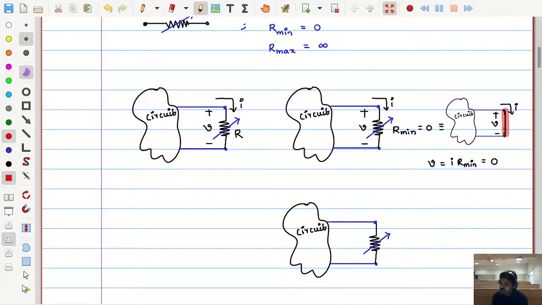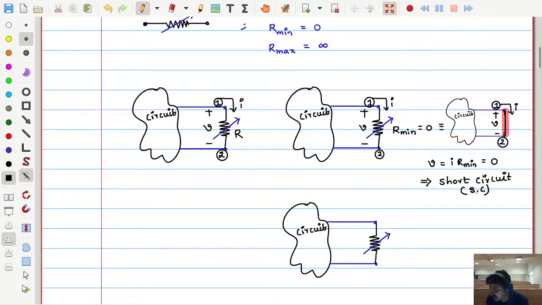This portion is simply a bare conductor between two terminals. Let me label the two terminals here as 1 and here as 2. Between 1 and 2, what do we have? Zero resistance. If between 1 and 2 there is zero resistance, we can say that is a short circuit. So this is the short circuit. We use this very frequently, so we use the short form SC for short circuit.